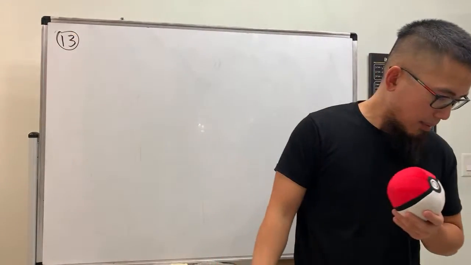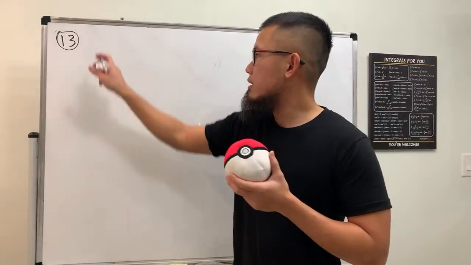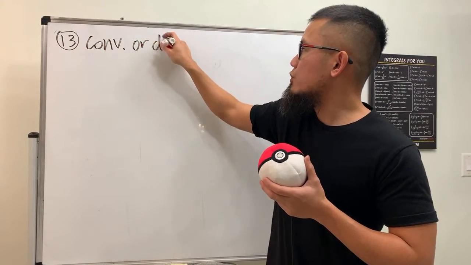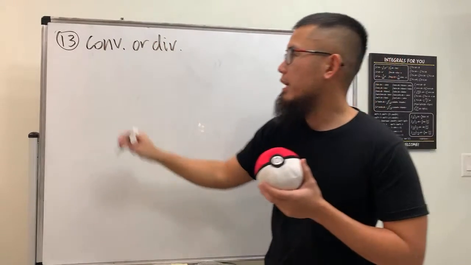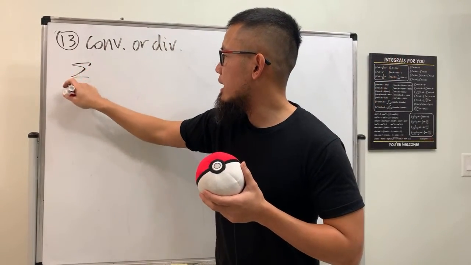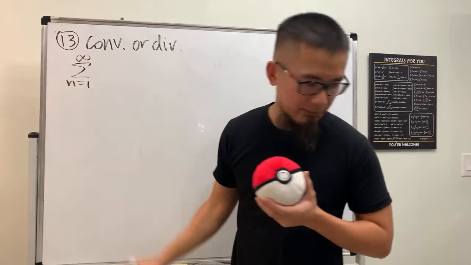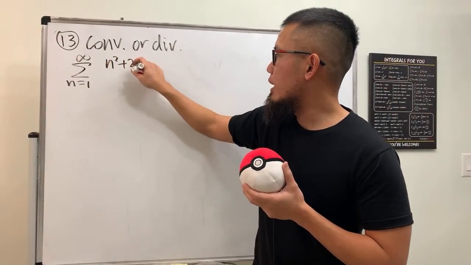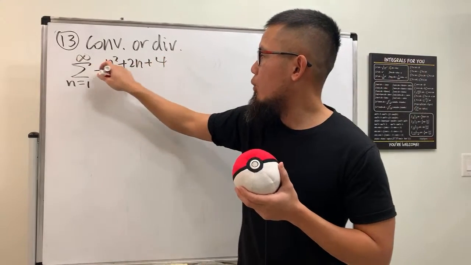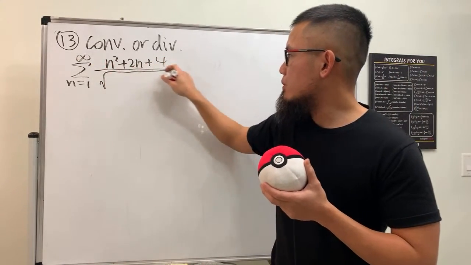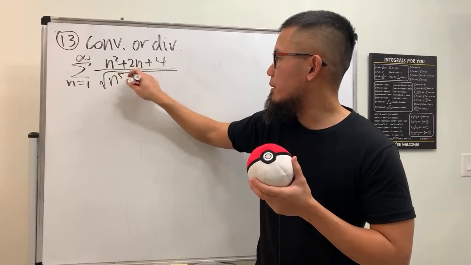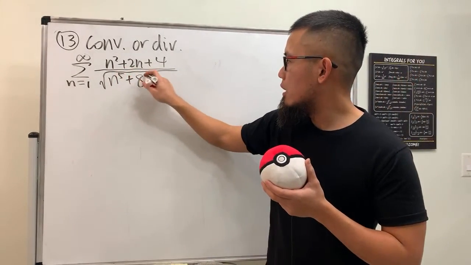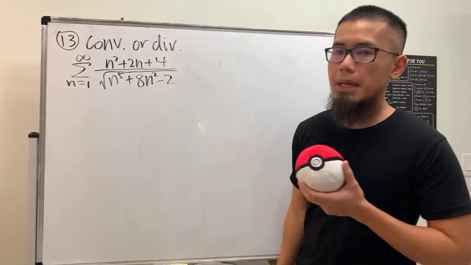All right, number 13. Again, the typical converge or diverge question and tell me why. This is the series as n goes from 1 to infinity of (n squared plus 2n plus 4) over the square root of (n to the 5th plus 8n squared minus 2).